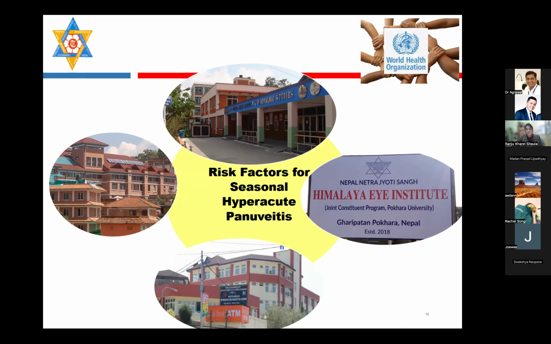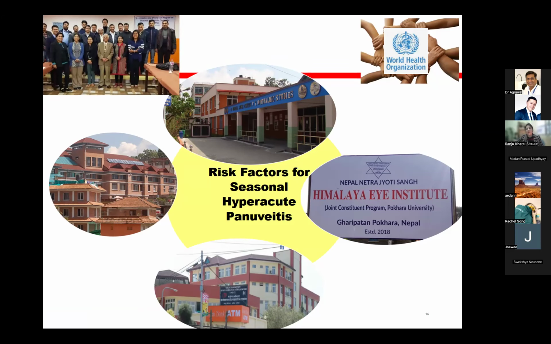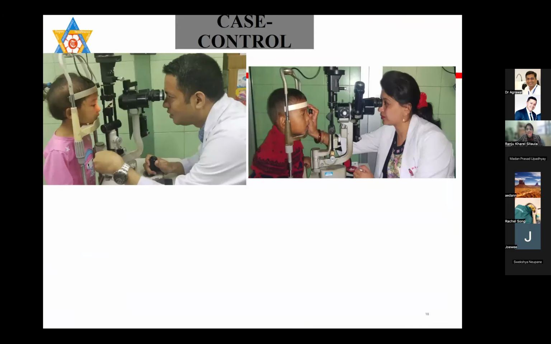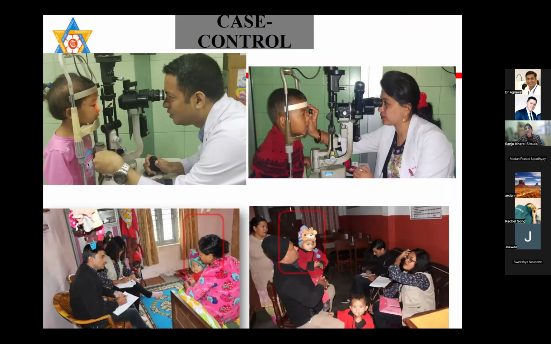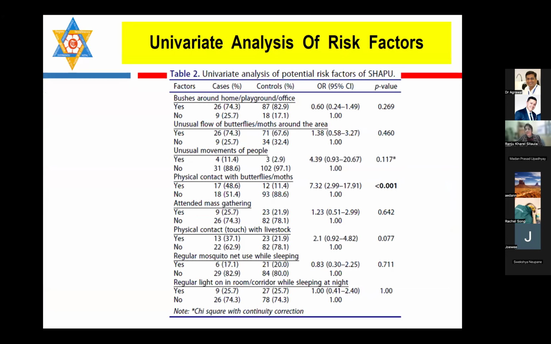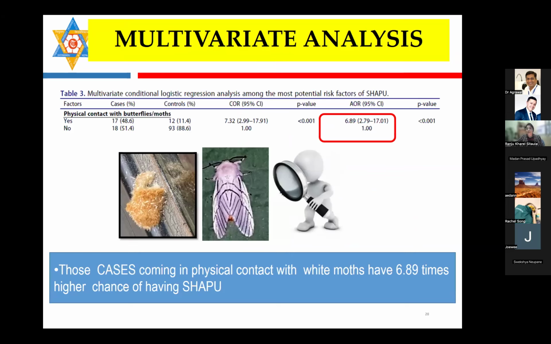So under the support of WHO, we did a nationwide study to understand the various biological and behavioral risk factors associated with SHAPU. This was a case control study with a 1:3 ratio, where the cases were those seen in the 2017 outbreak, and the controls were tracked back into their geographical locations, age and gender matched. We looked into all the risk factors, and we found that contact with the moths was the primary risk factor in univariate analysis, and this was proven by the multivariate analysis also. So the odds of getting SHAPU after having a direct or indirect contact with moths were 6.8 times higher.